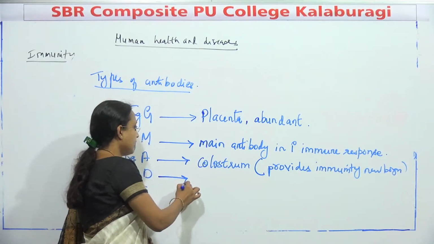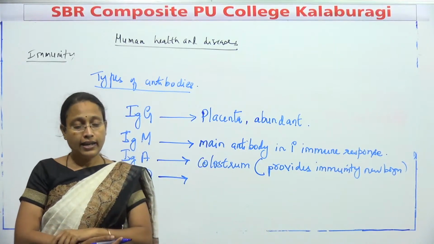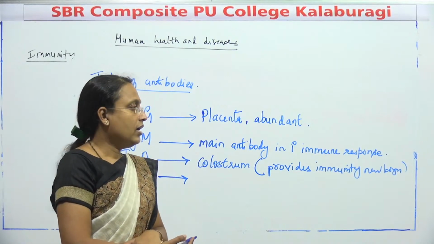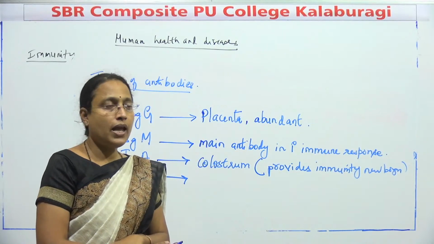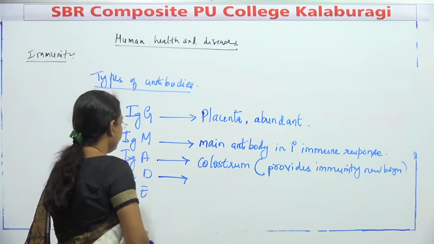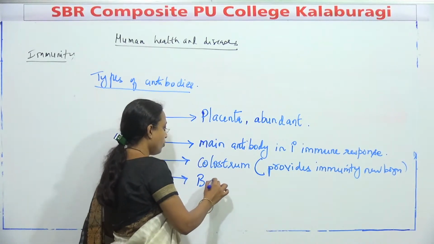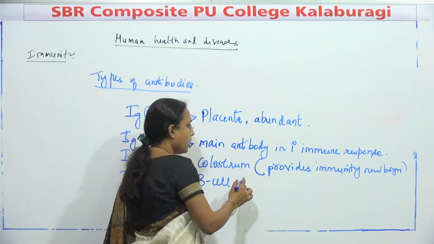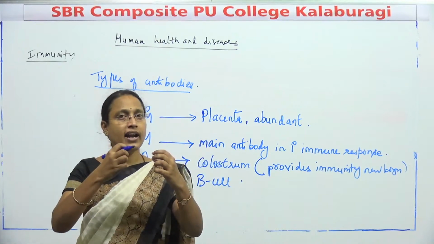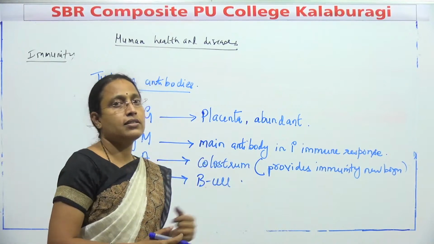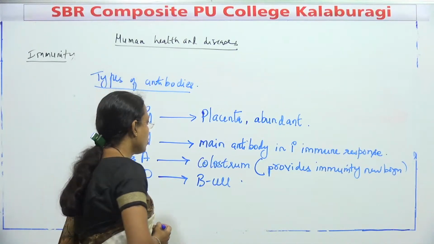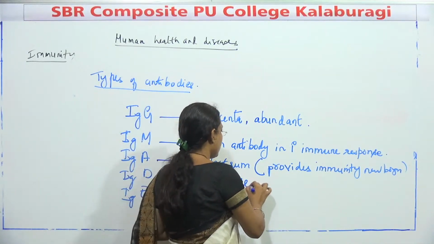The next, IgD. It will help in recognition by B cells. So it's responsible for B cell recognition, because in an immune system, one cell should interact with another cell. For recognition, this antibody is used. So, B cell recognition.